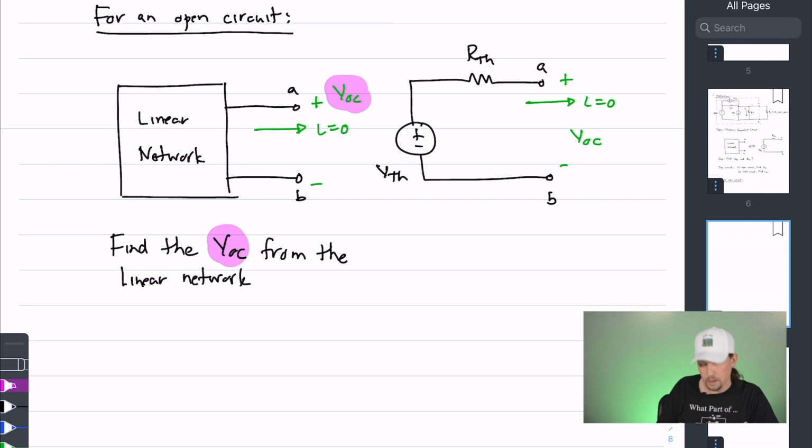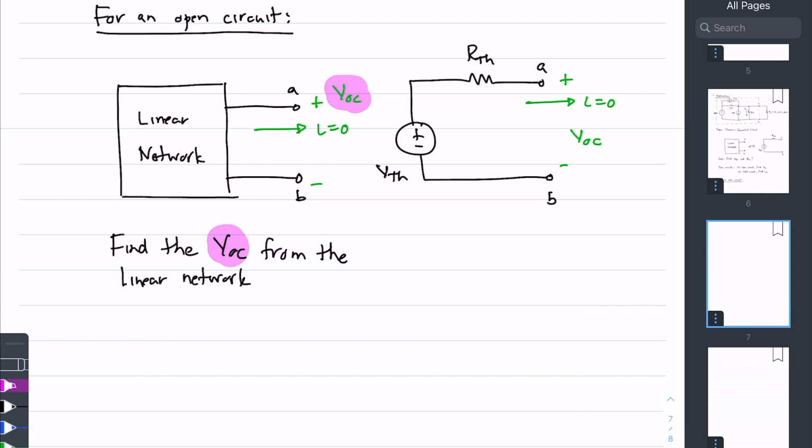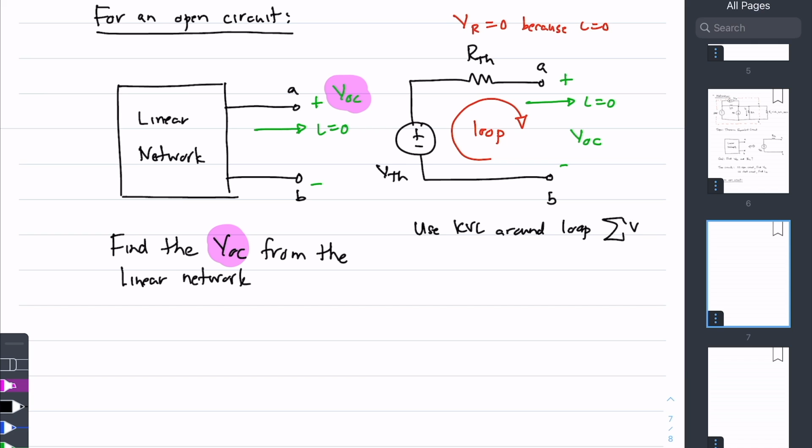That also means that the current flowing through the resistor is 0, which also means that the voltage across the resistor is 0. And this is again because this current is 0. And one of the things that I can do is define a loop around this. So I'm going to use KVL around the loop. I'm going to add up the voltages around this loop, and they must add up to 0.